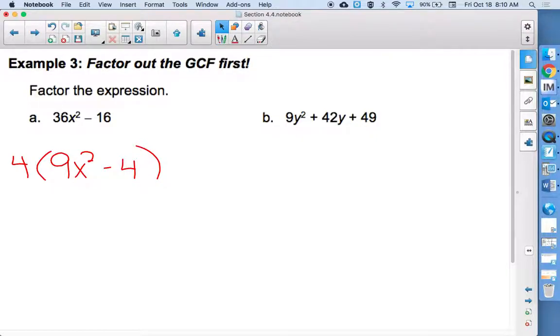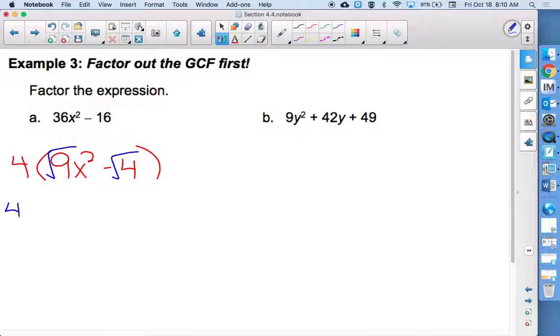So then looking inside the parentheses, I see I have a difference, and 9 and 4 are perfect squares. So that means I can still factor it further using the pattern for a difference of perfect squares. Does anybody know how that would factor? Peter? Yeah, so you're square rooting the 9, you're square rooting the 4, and then Peter, how would you write it?